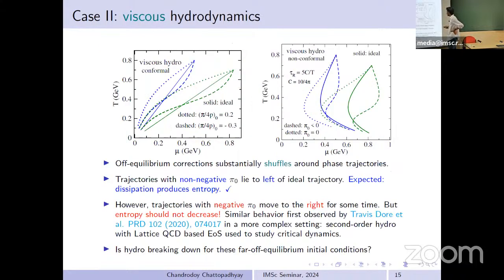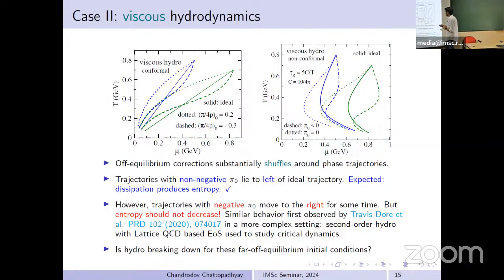Now we add the dissipative part in the hydro. In the left plot, I have added the shear stress tensor. In the right one, I have added some bulk viscous pressure as well as the shear stress tensor. These are the usual lines of ideal hydrodynamic predictions; the solid lines are for ideal hydrodynamics. The first thing to note is that the out-of-equilibrium correction substantially shuffles around these trajectories in this diagram.